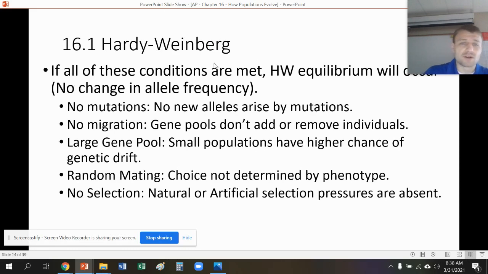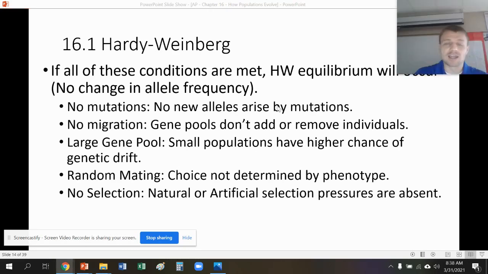All right, so the Hardy-Weinberg equilibrium. This is a condition that's met if no allele frequencies are changing. So there's no mutations, so no mutations arise. No migration, there's no incoming or outgoing organisms that would change the gene pool. There's also a large gene pool. If there's a small gene pool, there's not enough organisms or not enough variability where we're going to get this equilibrium. So in small gene pools, certain things can happen.